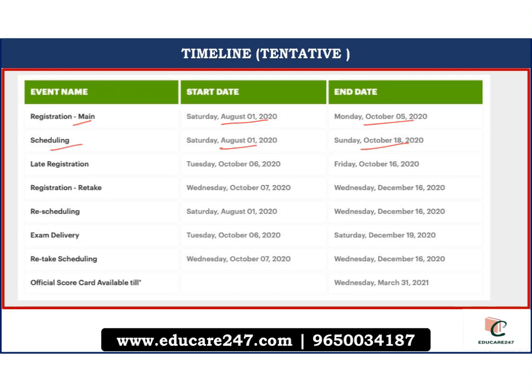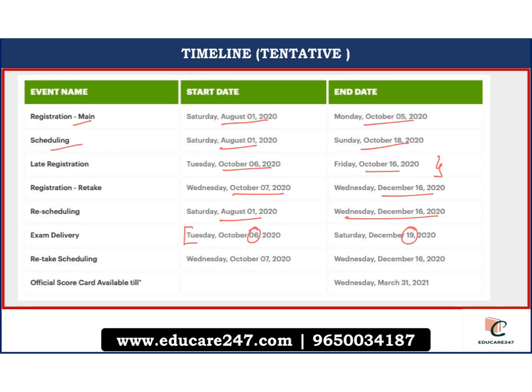The late registration will be October 6th to October 16th, and this will come with a penalty. Registration and retake will start from October 7 till December 16. Rescheduling again runs from August 1st till the last date of the examination, that is December 16. As usual, your exam date will run from October 6 to December 19.